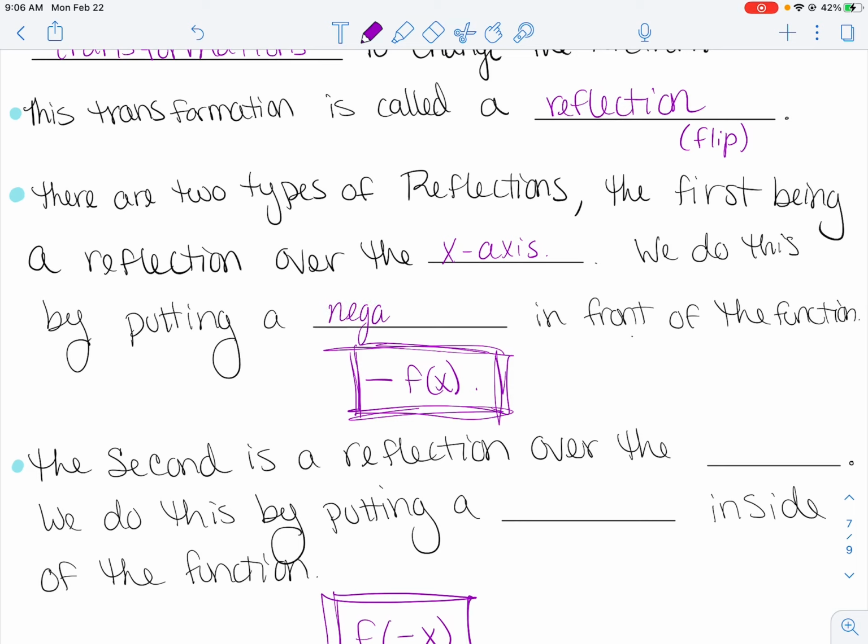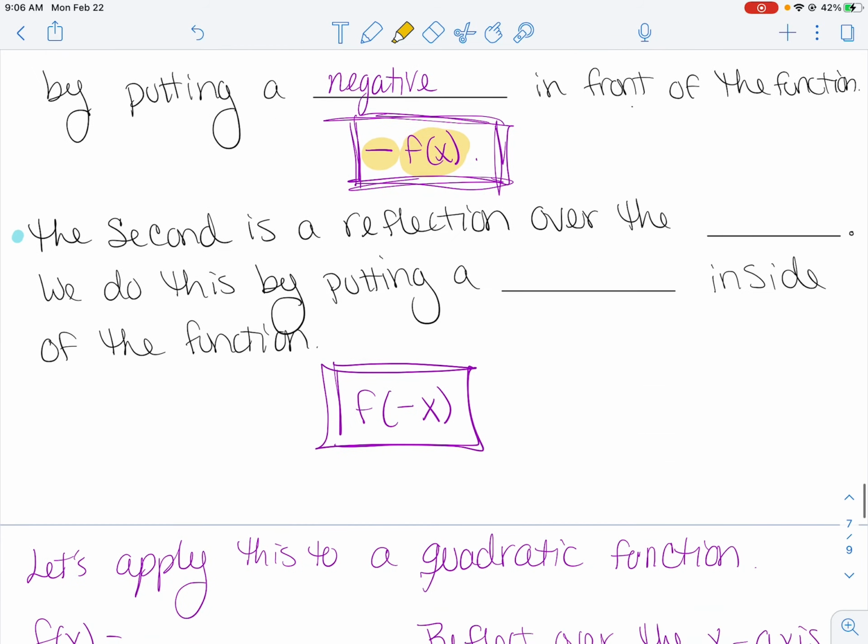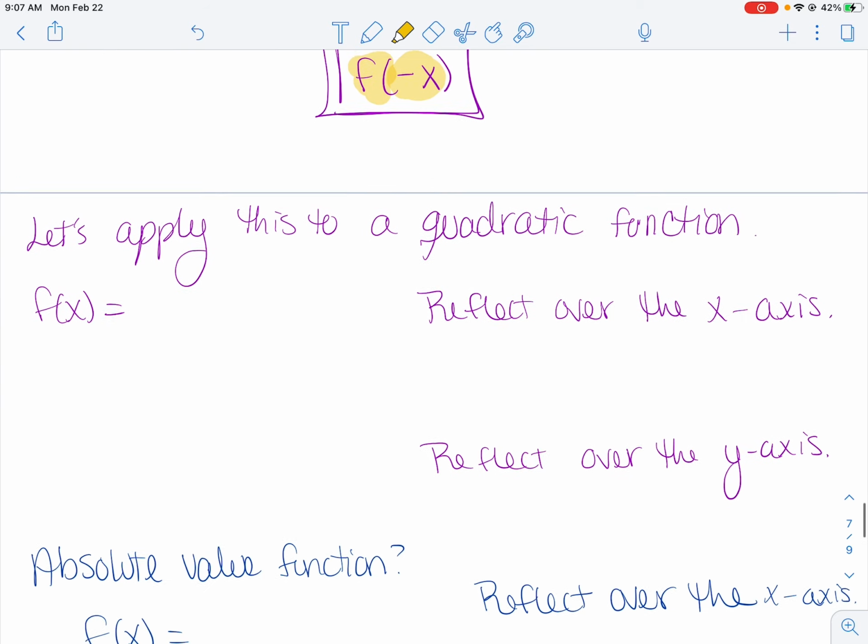And we do that by putting a negative in front of the function. So a negative sign in front of whatever function it is that we have. All right. The other type of reflection we can do is a reflection over the y-axis. And we do this by putting a negative number inside of the function. So inside of whatever symbol it is that we have, if it's just a general function and we don't know the actual equation, we can just put it right inside of the parentheses there.